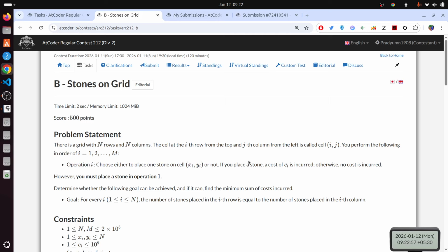If you place a stone, a cost of ci is incurred. Otherwise, no cost is incurred. However, you must place a stone in operation 1. Determine whether the following goal can be achieved, and if it can, find the minimum sum of costs incurred. For every i from 1 to n, the number of stones placed in the ith row is equal to the number of stones placed in the ith column.